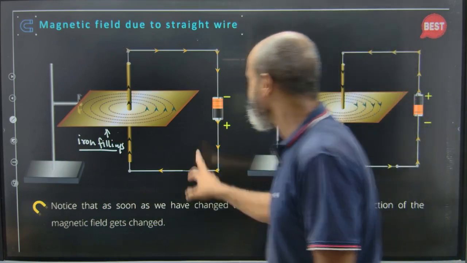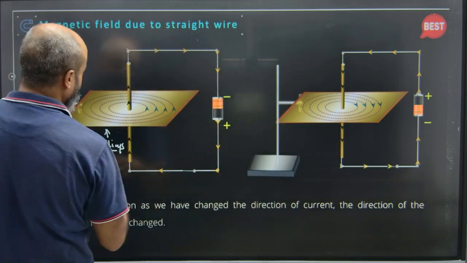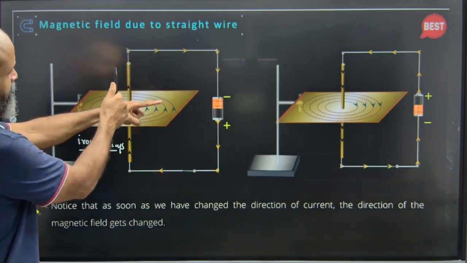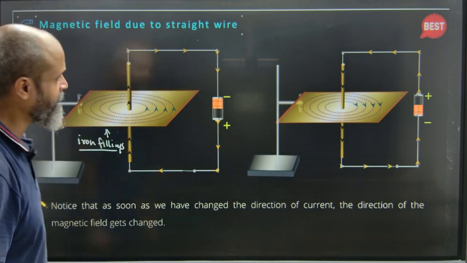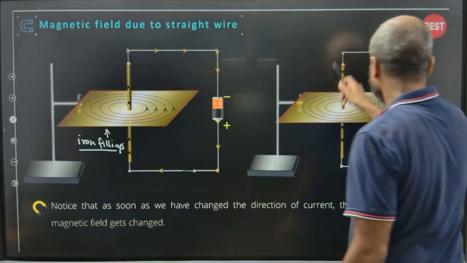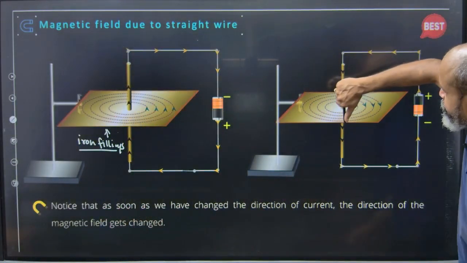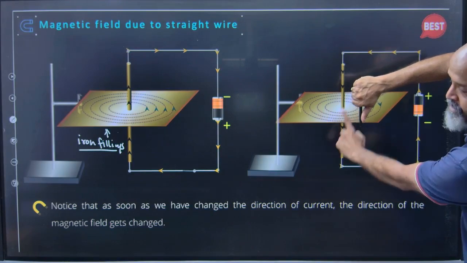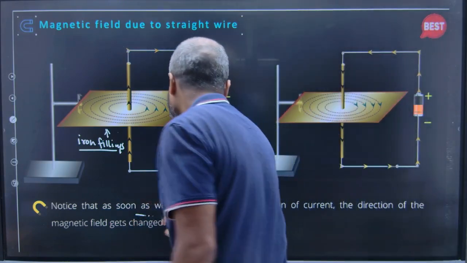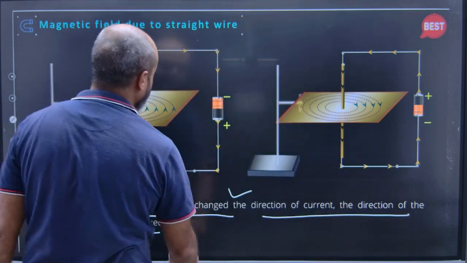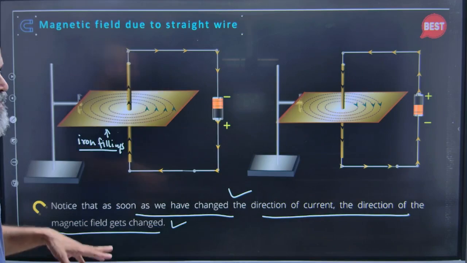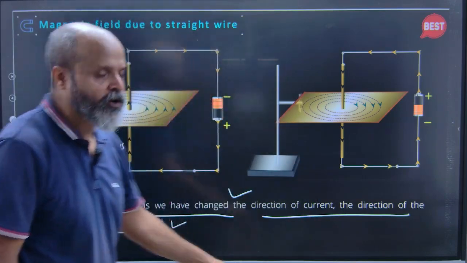But in this case, the current is flowing. Notice the current is flowing this way. So obviously the magnetic field will be like this, encircling of fingers. This is representing the magnetic field. In this case, the current is flowing from positive to negative. So in this case, the magnetic field will be like this. Okay. So notice that as soon as we have changed the direction of current, the direction of magnetic field gets changed. So the moment we change the direction of the current, the direction of the magnetic field also changes.